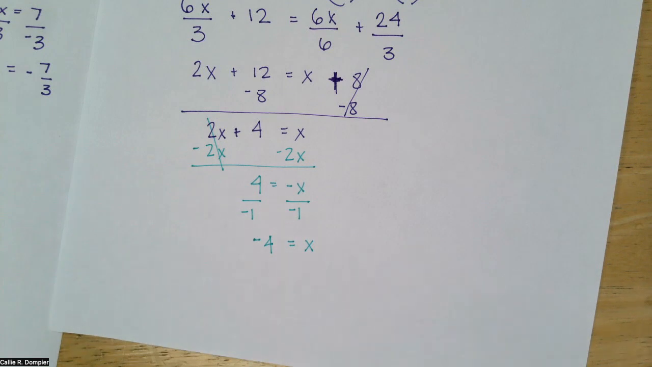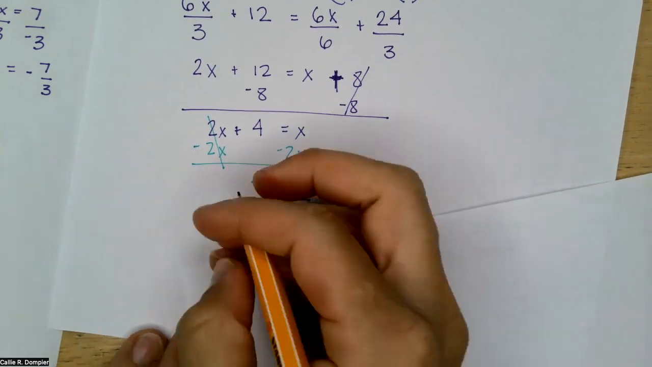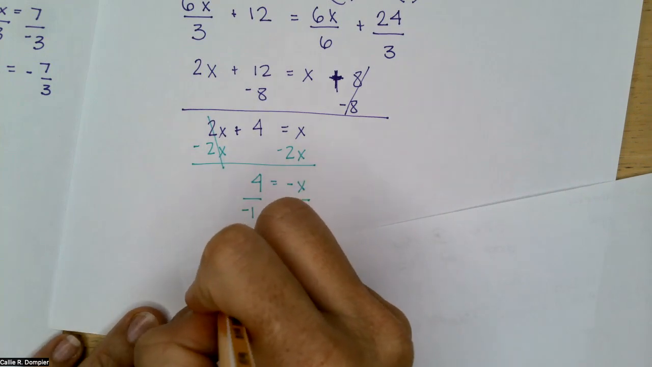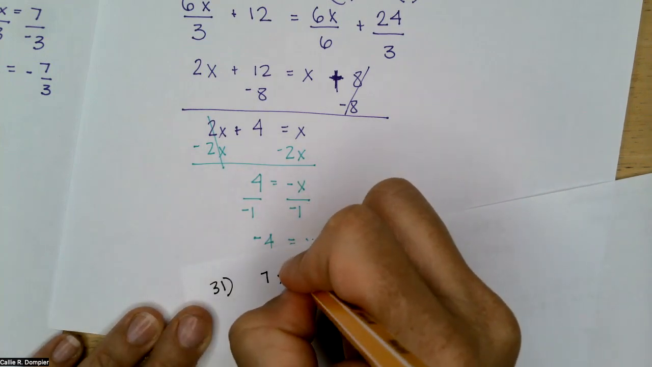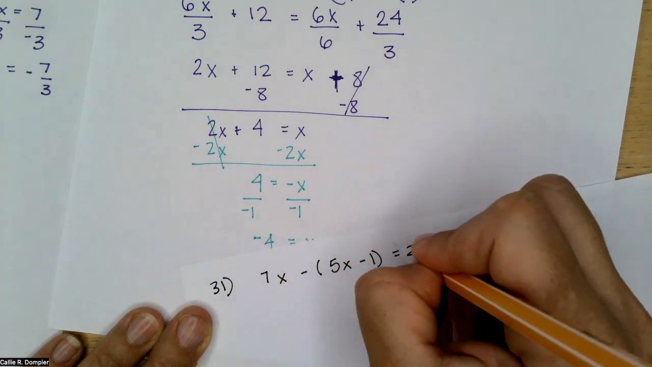Now we just have 3 more examples. All right, found some paper. Probably should have written it down before I started the video again. Number 31 is the example 7x minus the quantity 5x minus 1 equals 2.